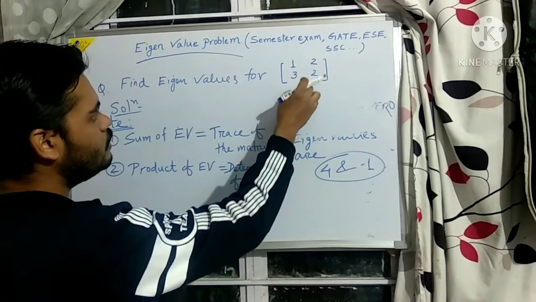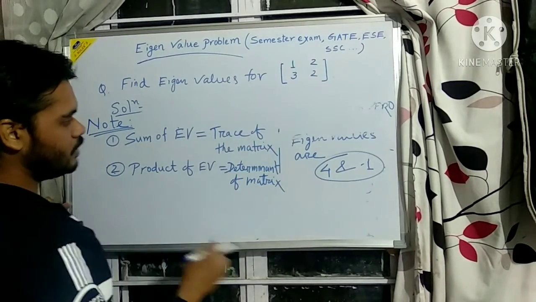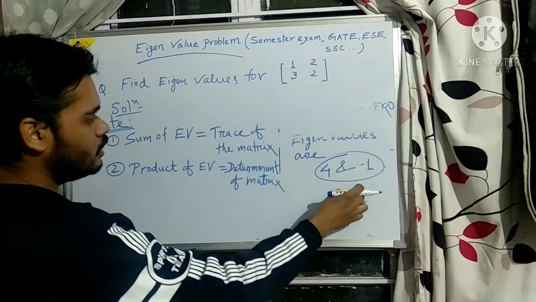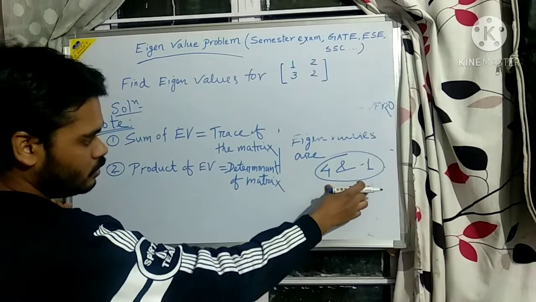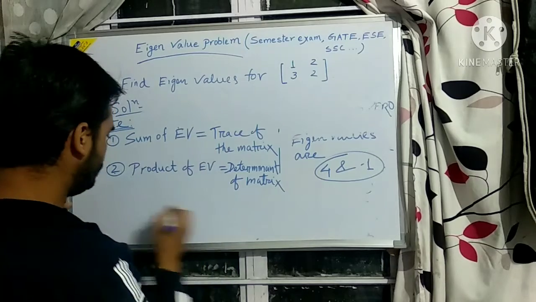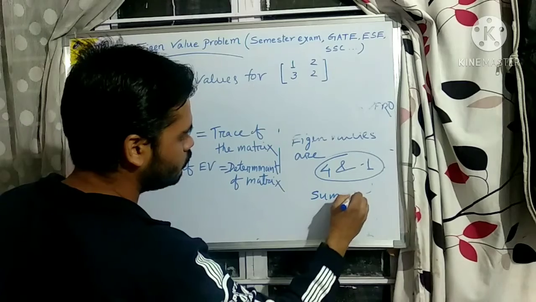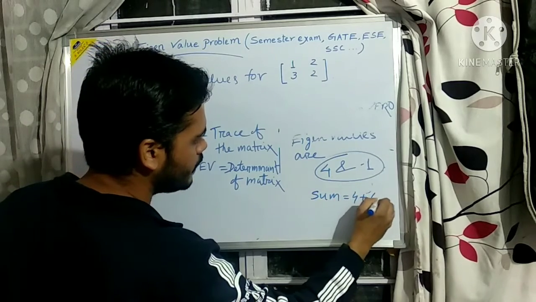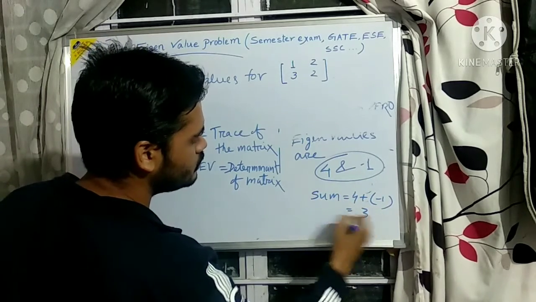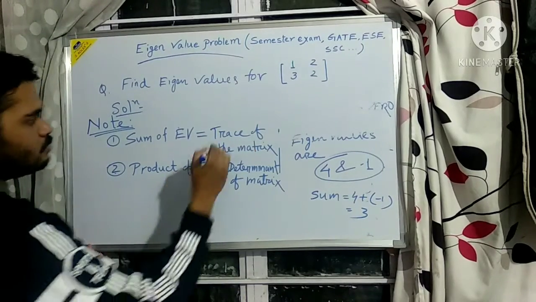The question here is 1 2 3 2, this is the matrix, and the sum of the eigenvalues will be the trace of the matrix. Now let me check the solution. Here the eigenvalues we got are 4 and minus 1. Now you can see the sum of the eigenvalues. Here the sum of the eigenvalues is what? Sum 4 plus minus 1, right? This is 3.